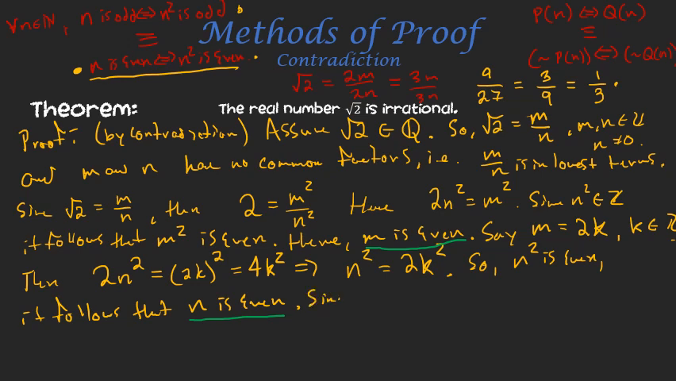What does that mean? Since m is even and n is even, I don't need that comma there, but I'm not going to erase it. m is even and n is even. Well, what does that mean? They both have a factor of 2. So they do share a common factor. Since m is even and n is even, they share a common factor.